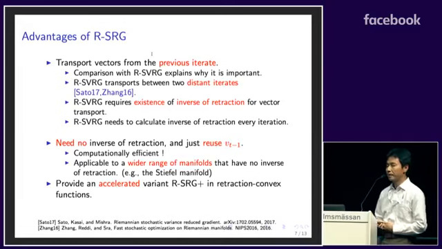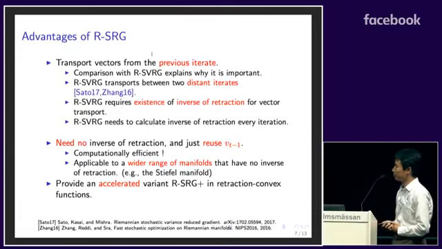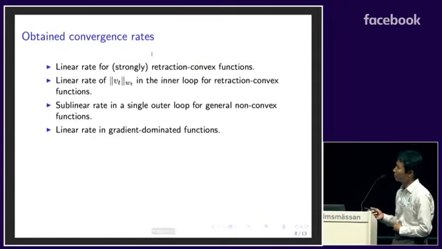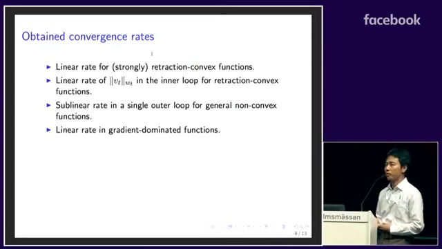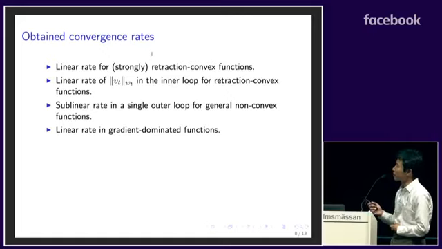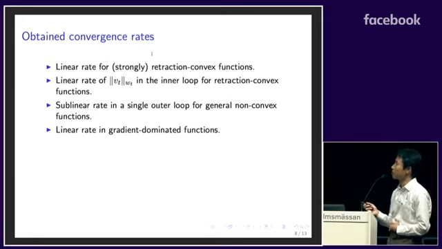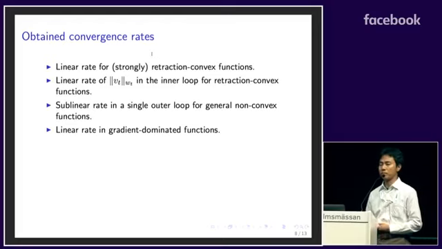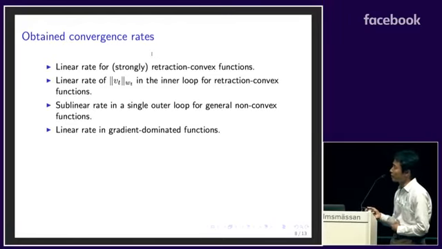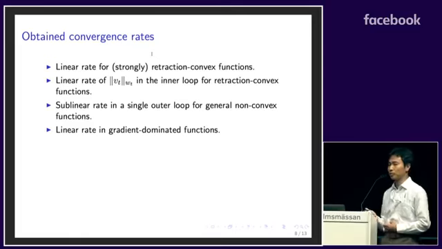Also, it allows us to apply RSRG to a wider range of manifolds, including the Stiefel manifold and the fixed rank manifold. So we have obtained the linear convergence rate for the retraction convex functions, and also we have a sublinear rate in a single outer loop for general convex functions. And finally, we have a linear rate in the gradient dominant functions.